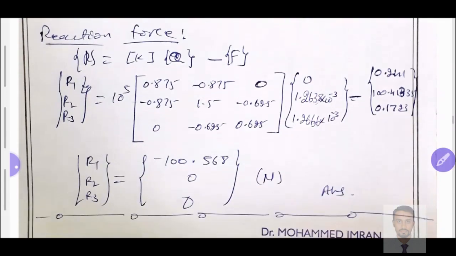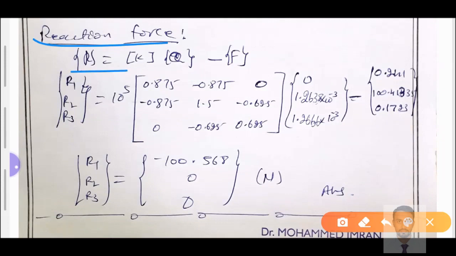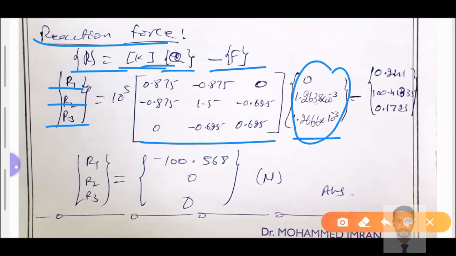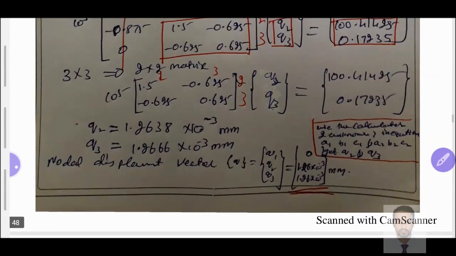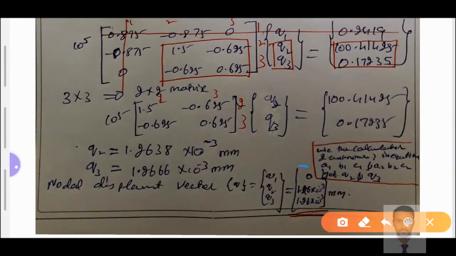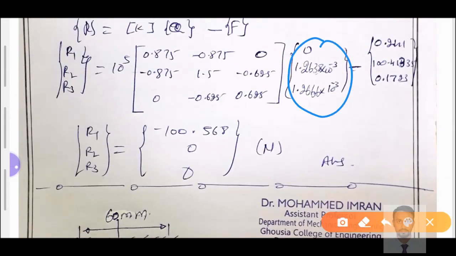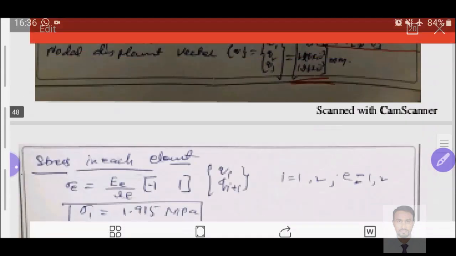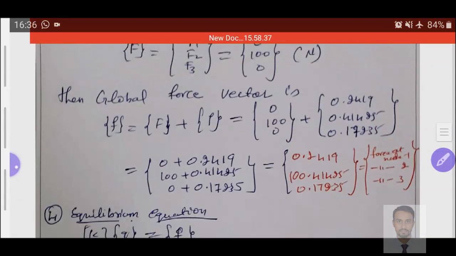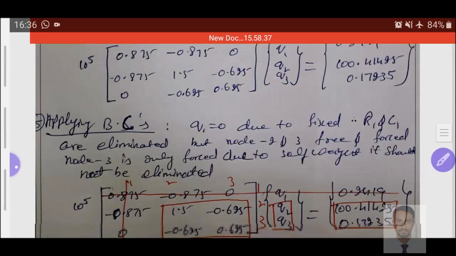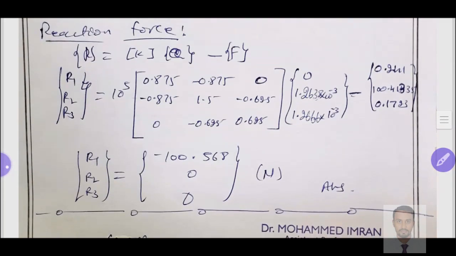Then we have the reaction force in the given element, R is equal to KQ minus F. This equation is used to find the reaction force at node number 1, node number 2 and node number 3. The K value we know, I have written it here. The Q value we have just found. So that value we will get here, this value we need to substitute. We'll get the reaction force. We know the global force we have found in the given problem. This value we need to substitute here.